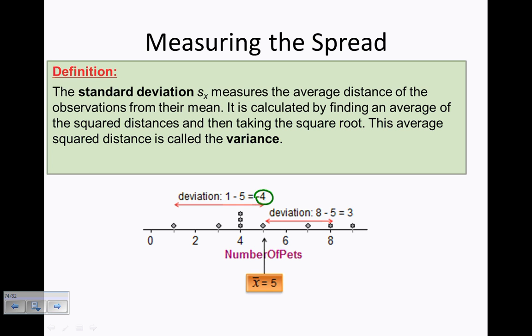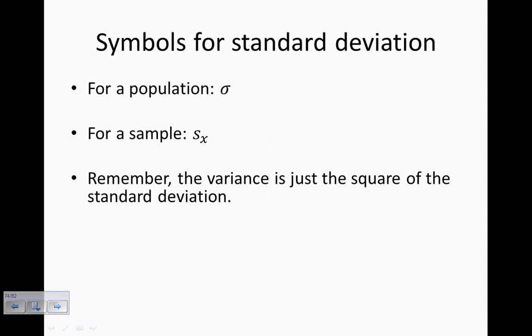This average square distance is called the variance. All right, so symbols for standard deviation. For a population, it's kind of like a sideways 6 (sigma). And again, it is a Greek letter because you're in a population. And for a sample, you're going to use S sub x.